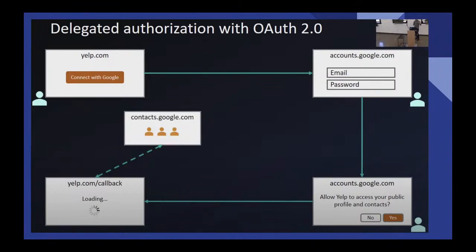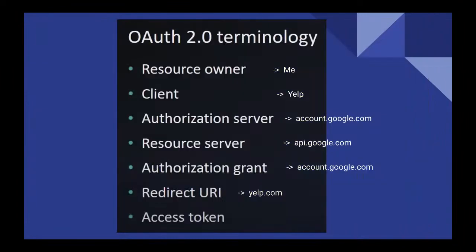If I say yes, then it will take me to the redirect URL, which is the yelp.com callback. From there, if I say yes, then I share my contacts with Yelp. That is how OAuth 2.0 works.